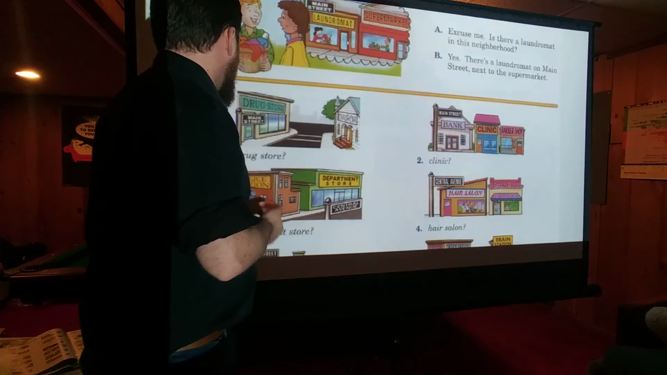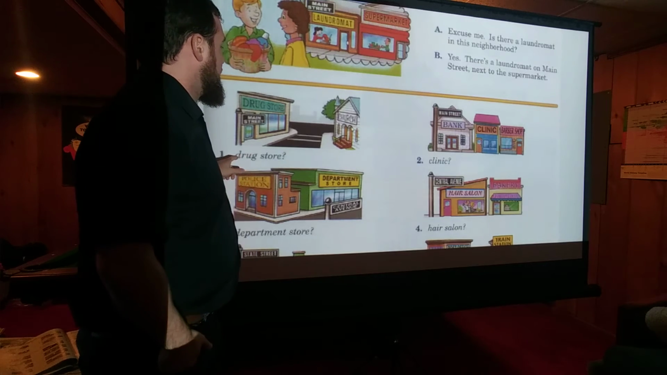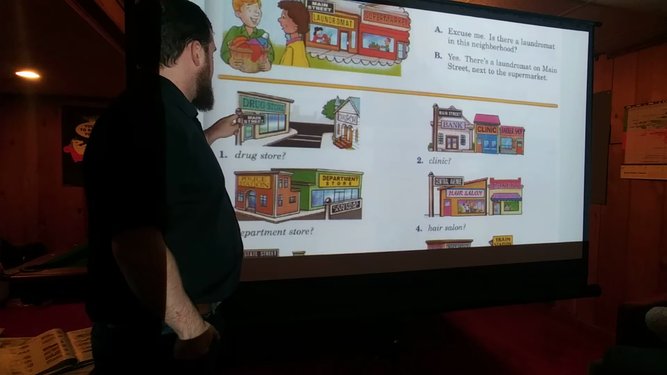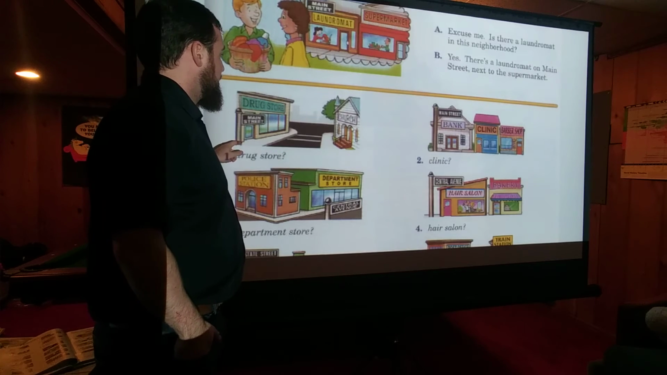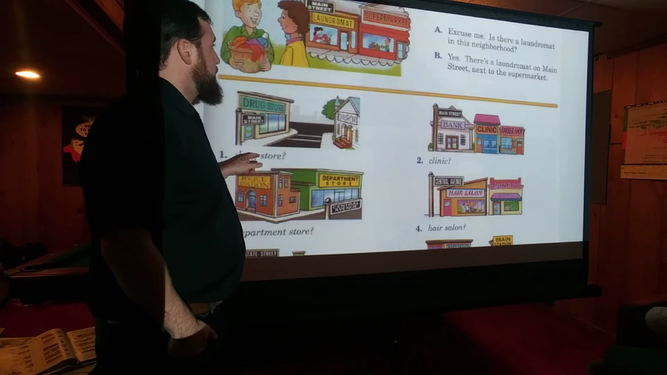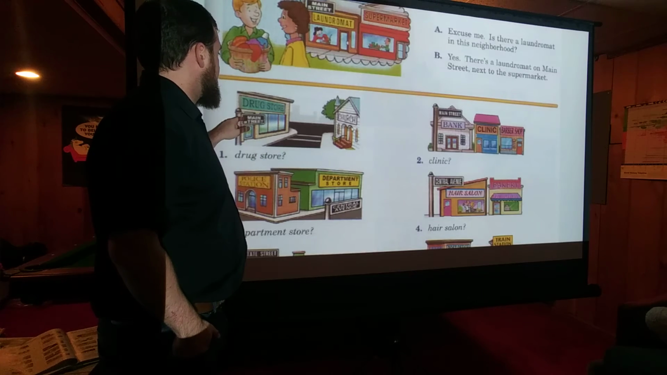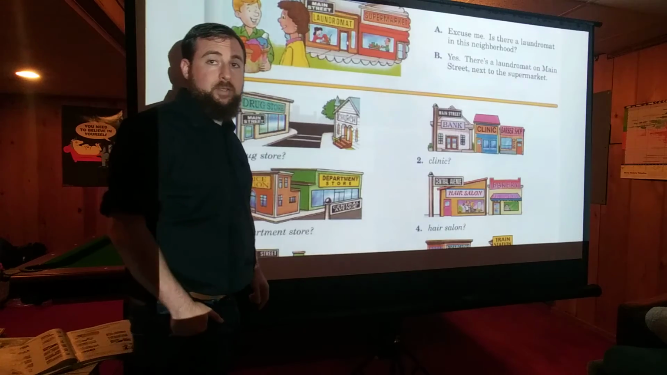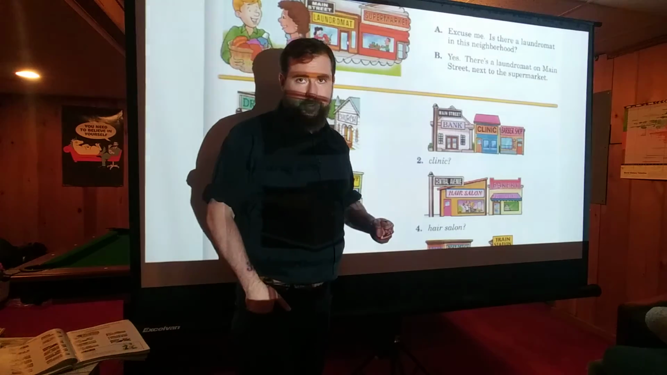All right. So number 1. I already gave you number 1, but I'll do it again. As we said, excuse me, is there a drugstore in this neighborhood? Yes, there's a drugstore on Main Street across from the church. Okay? We're getting good at talking about directions here. Okay?